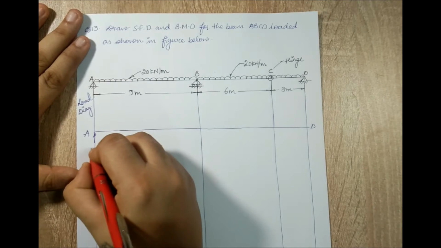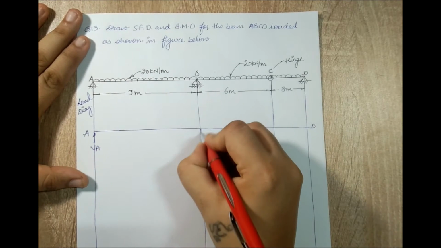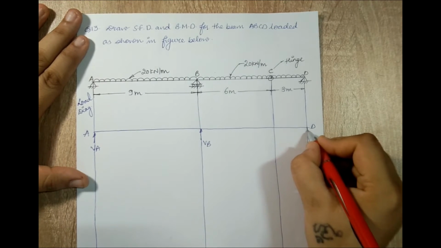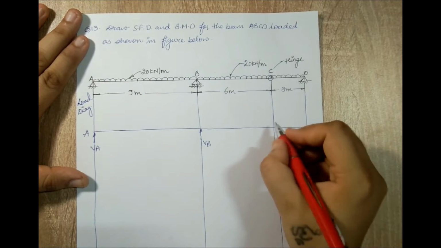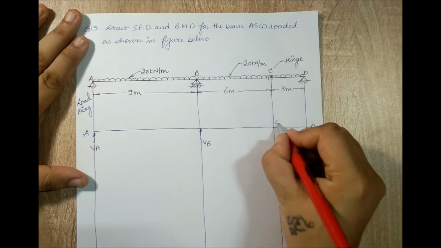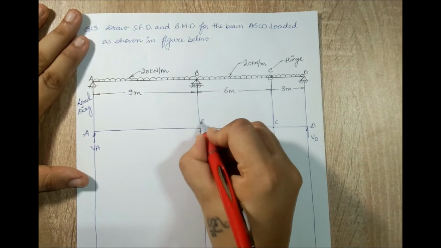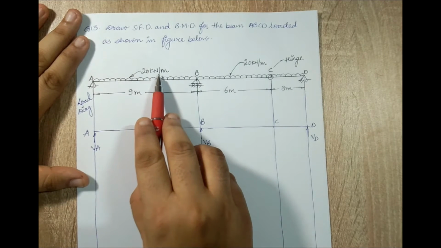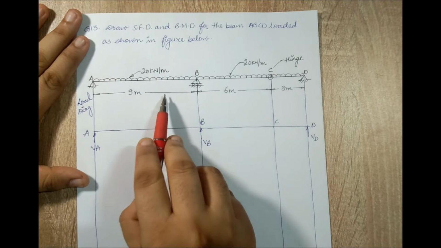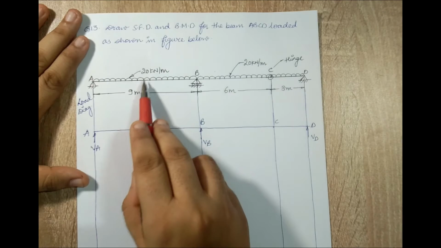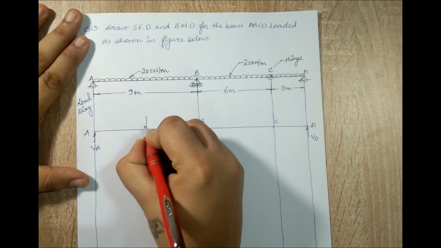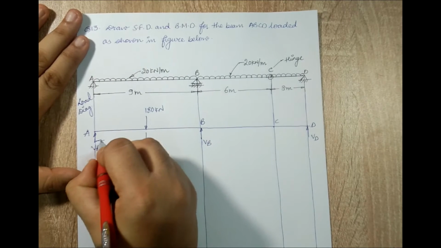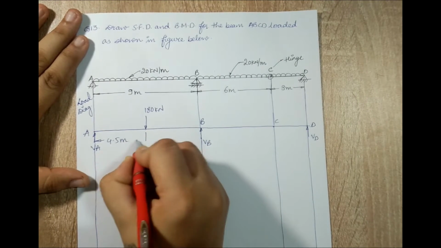At A, there will be a reaction VA. At B, there is a reaction VB. At D, there will be a reaction VD. Internal hinge at point C. So, there is no reaction as of now. This is my point B. Now, A to B, there is a UDL of 20 kilonewton per meter over a distance of 9 meter. So, I'll multiply 20 into 9, which will be 180 kilonewton, placed at a distance of 4.5 meter.